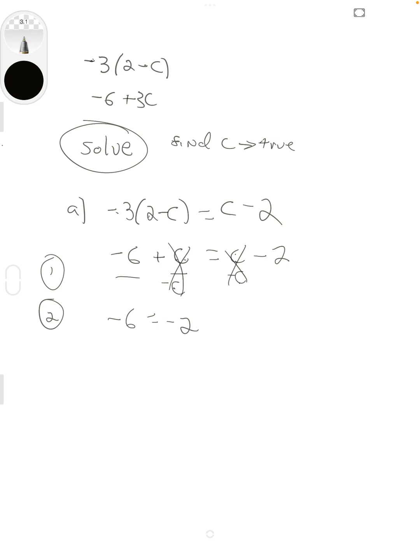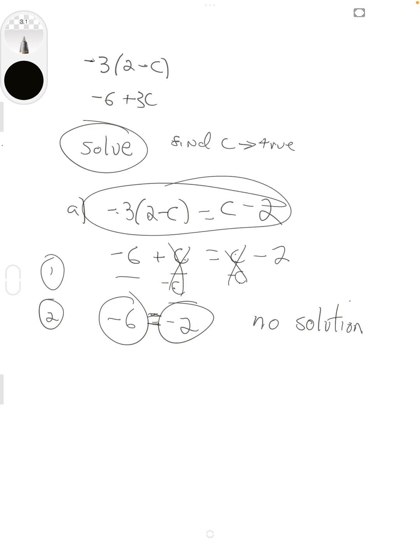You may notice that that is not true. What that means is if you do a problem like this and you get to where you get something ridiculous equals something else ridiculous, in other words, something that cannot be true, that means there is no solution. There's no c, there's no substitution of anything that's going to make this true. Sometimes that's just reality. There is no making this true.